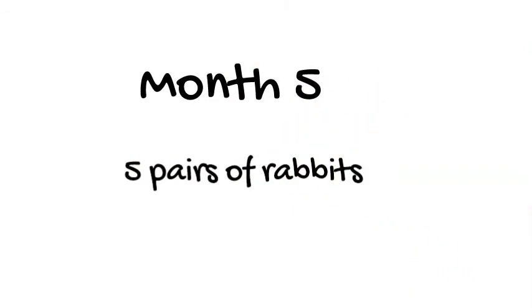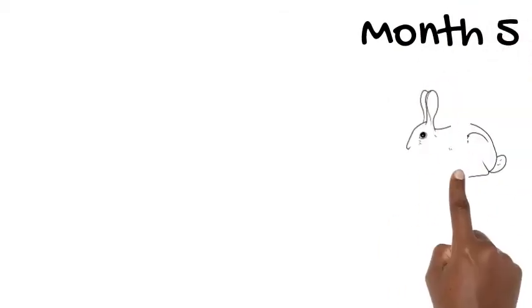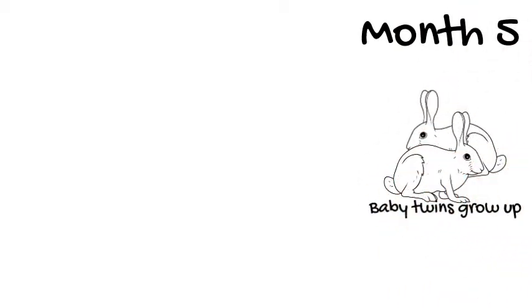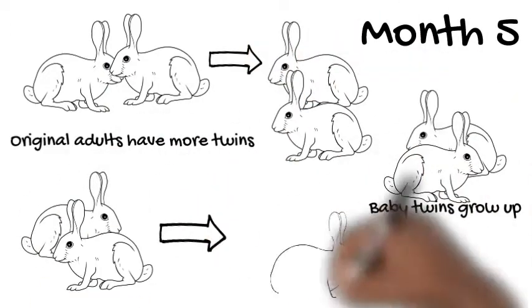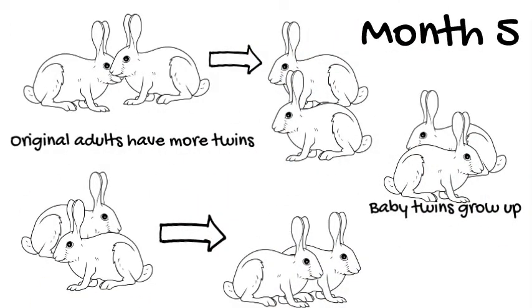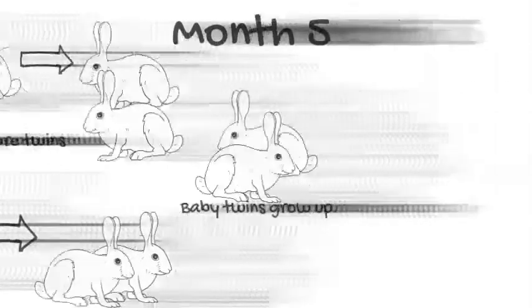In month 5, there are 5 pairs of rabbits. Is that what you came up with? By the 5th month, the baby twins have grown into adults. The original rabbits have another set of twins. The first set of twins has a set of twins. Now we have 3 adult pairs and 2 baby pairs. That's 5 pairs of rabbits. Was that confusing enough for you?